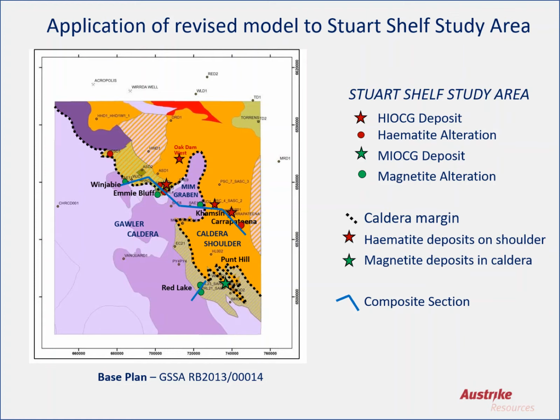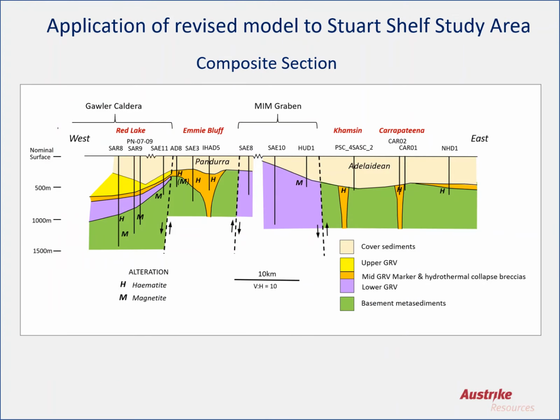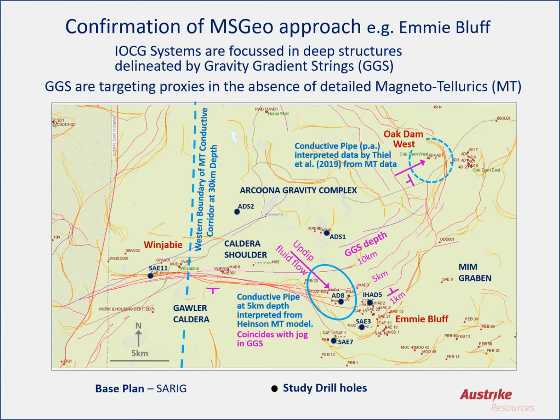The composite plan better shows the second key aspect, and that is a unit in the middle of the GRV that marks the time the caldera and the deposits were formed. Shown in orange, the marker drapes onto the shoulder of the caldera, where maar-like ferruginous sediments and volcanogenic quartz conglomerates collapsed into the IOCG pipes. Gravity gradient strings map the caldera margins and explain the relationship between deposits, structures and conductive pipes mapped with MT.